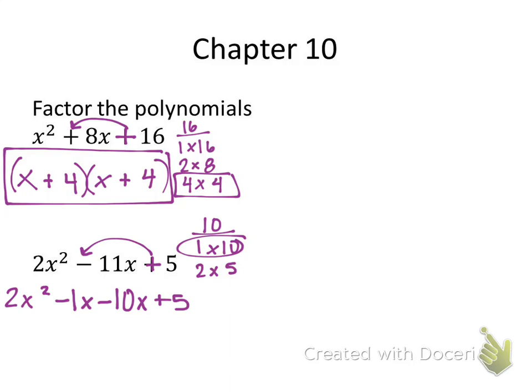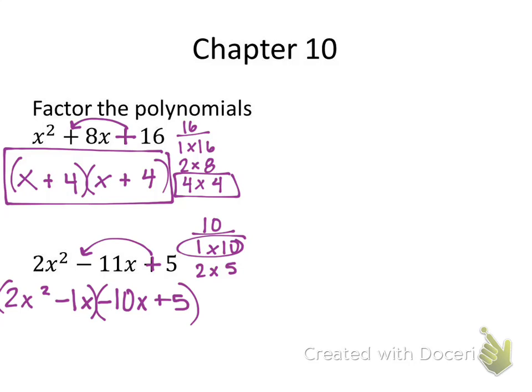So if you see, I wrote the exact original problem, except I took out the negative 11x and plugged in negative 1x and negative 10x. Now, it does not matter what order you plug in those terms. You could do 2x squared minus 10x minus 1x plus 5, and you're still going to get the same answer. Now I do factor by grouping.